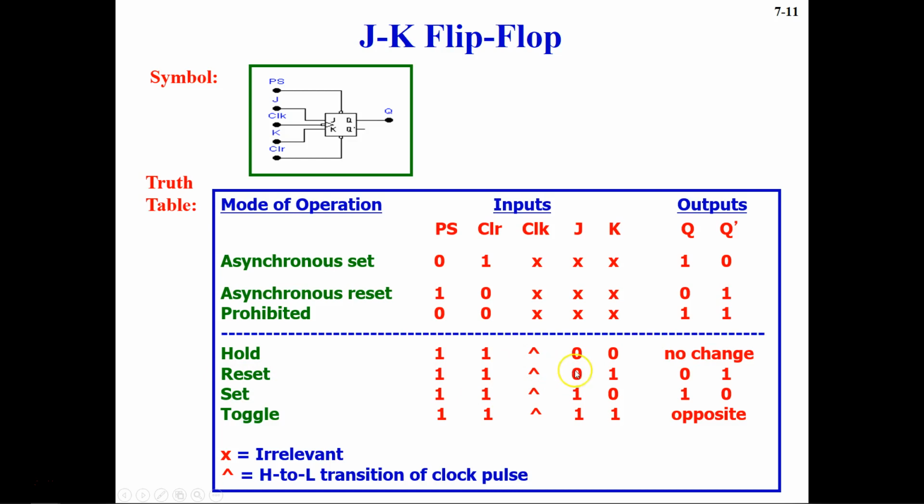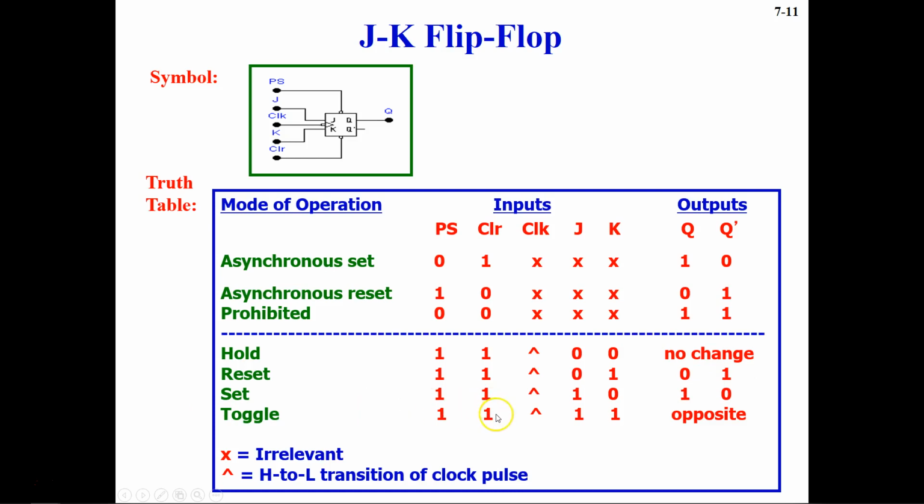When we have reset, which means J is equal to 0 and K is equal to 1, then in that case your Q is going to reset to 0 and then Q naught is going to be 1. And when you have set, then in that case J should be 1 and K should be 0, and then your output will be 1 for Q and your Q naught is going to be 0. And then you have the fourth state.